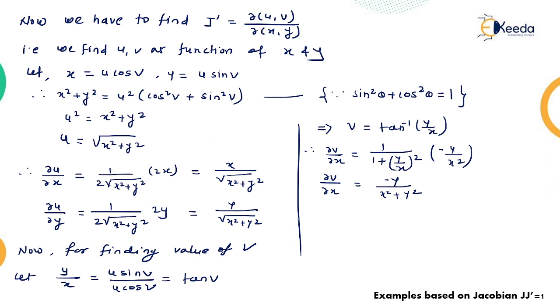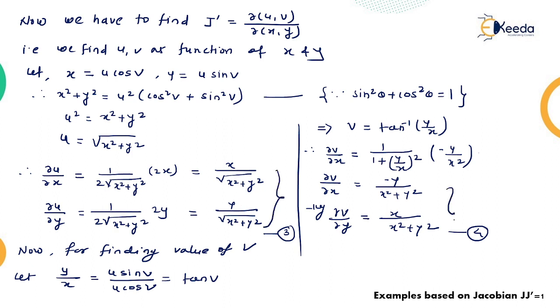So similarly, you will have to get ∂v/∂x divided by ∂v/∂y. What is the replacement here? Only that y is replaced by x, and minus y is replaced by x, and again x² + y². For reference we call this equation 3 and this equation 4. By using the values of equation 3 and equation 4, you will have to get J'.